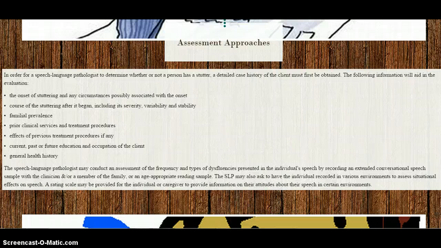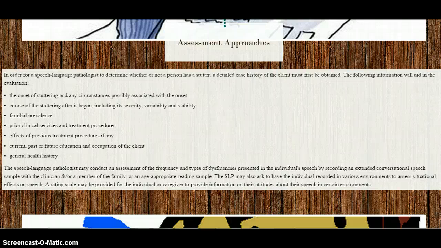The following information will aid in the evaluation: the onset of stuttering and any circumstances possibly associated with the onset, the course of the stuttering after it first began, so its severity, its variability, and stability, how it presented after it first started, the familial prevalence, which I explained earlier, prior clinical services and treatment procedures, and if there were any effects of those procedures, current, past, or future education and occupation of the client, and the general health history.